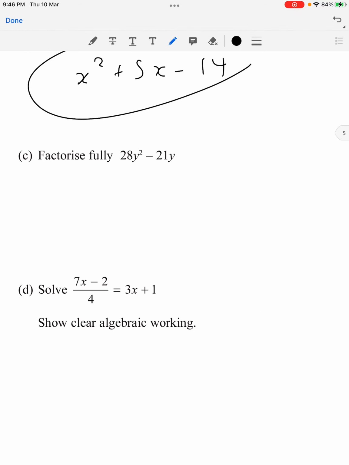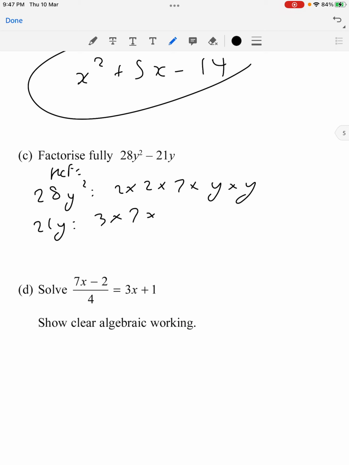Now, for this one, I would like to use the HCF method. What I'm following is called the ladder method, but you can follow any method of HCF you have. So we find the prime factors: 2 times 2 times 7 times y, and 21y is 3 times 7 times y. So we find the highest common factor. As you can see, this is in common, so we have the HCF value to be 7y as a start.